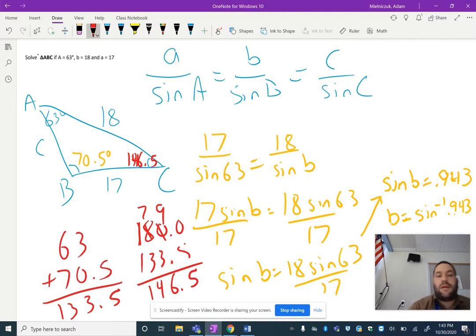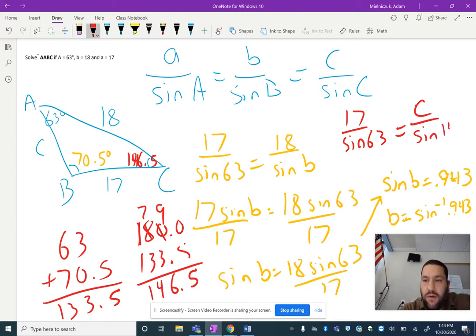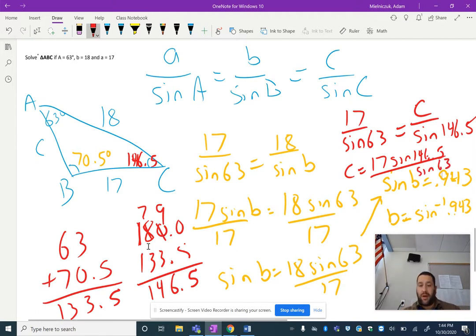Now, to find the last side, we're running out of room here, but I can say 17 over the sine of 63 is equal to C, what we don't know, over the sine of 146.5. So when I cross multiply, I'm going to get C is equal to 17 sine 146.5 over sine 63. That's a lot to put in, but we'll see if I can remember it.